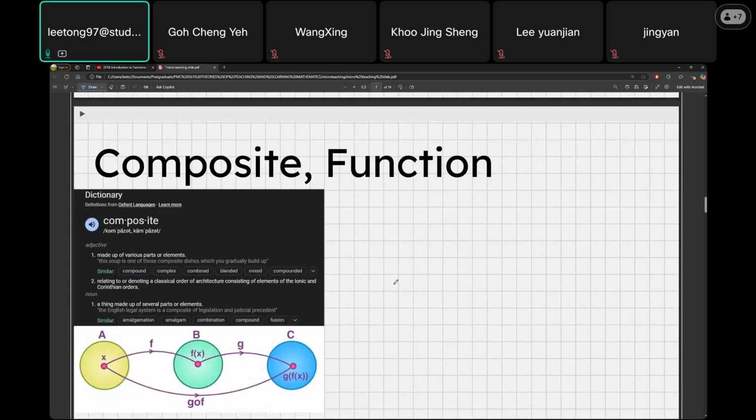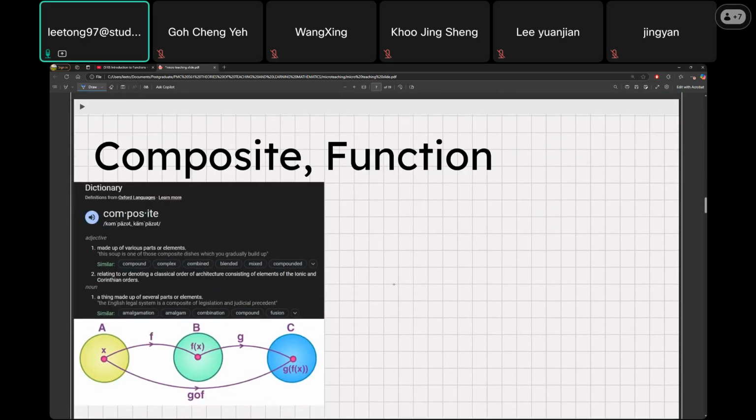Next I'll talk about composite function. First we must know what is composite. Composite from Google Translate is made up of various parts or elements. If a function is composite, meaning the function has multiple parts. This is the image that represents composite function, f(x) and g(x).